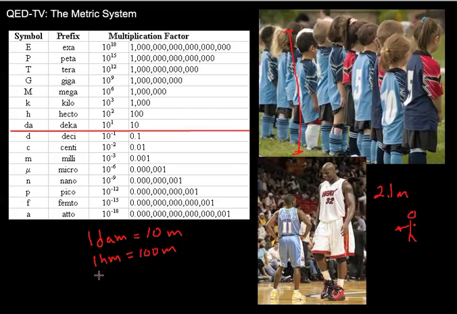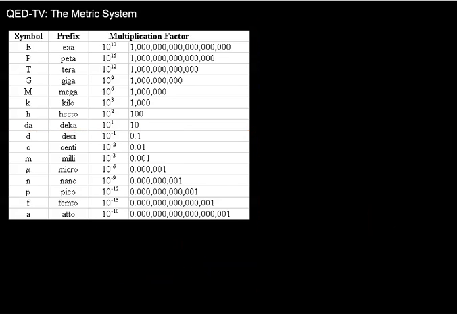A kilometer, 1 km. Kilo means 1,000, so that would be 1,000 meters. I'd take 1,000 meter sticks, line them up end to end. I'd have a kilometer or a kilometer. We pronounce that 2 different ways. Let's look at a kilometer in a little bit more detail.